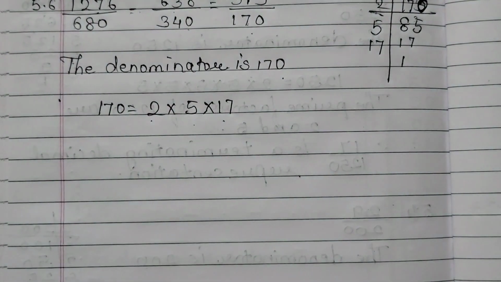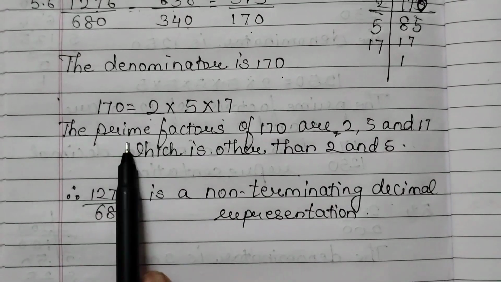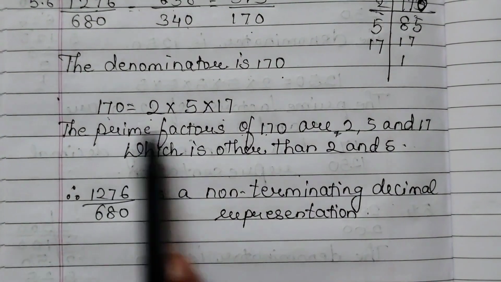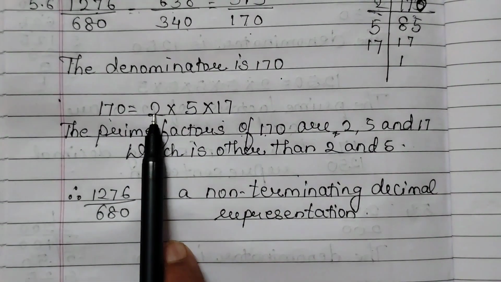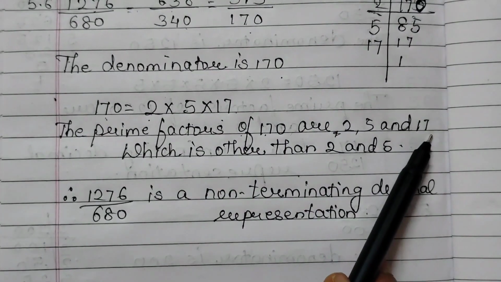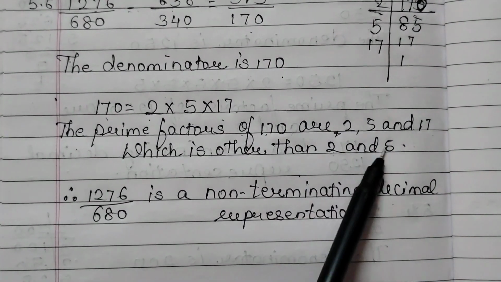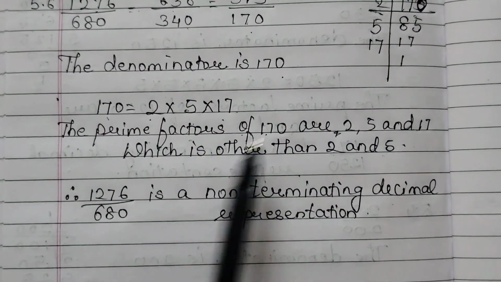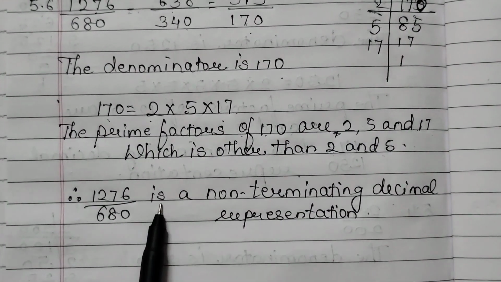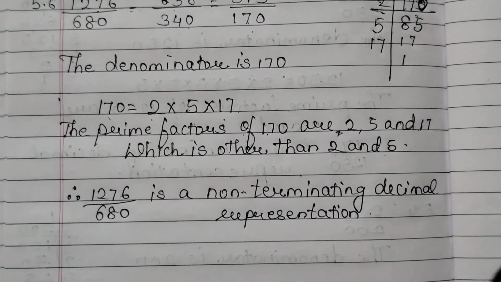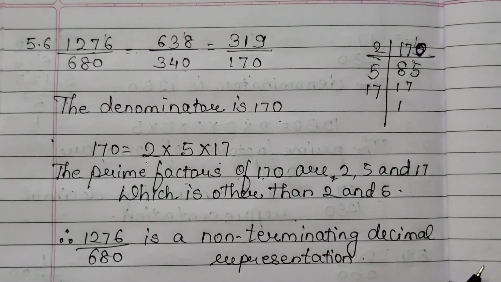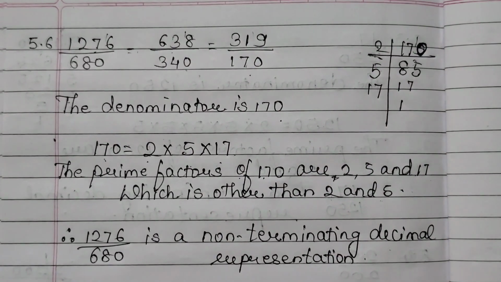Okay, so we will write the prime factors of 170. See, these are 2, 5 and 17. We wrote this, but we require only 2 and 5. So which is other than 2 and 5? Other than 2 and 5, what we got? 17. So therefore 1276 upon 680 is a non-terminating decimal representation. Okay, now next question.